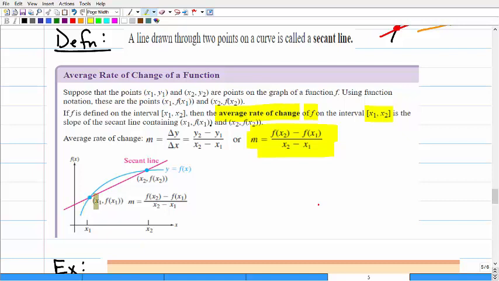Because look, you're going from this point, x1 comma f of x1, that's an xy coordinate, right? To the point x2, f of x2. The slope is y minus y over x minus x. Average rate of change between 2 points is the slope of the secant line going through those 2 points. An example.